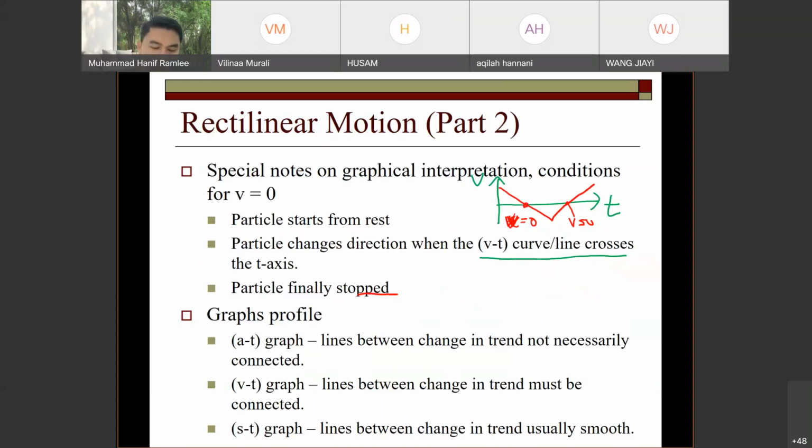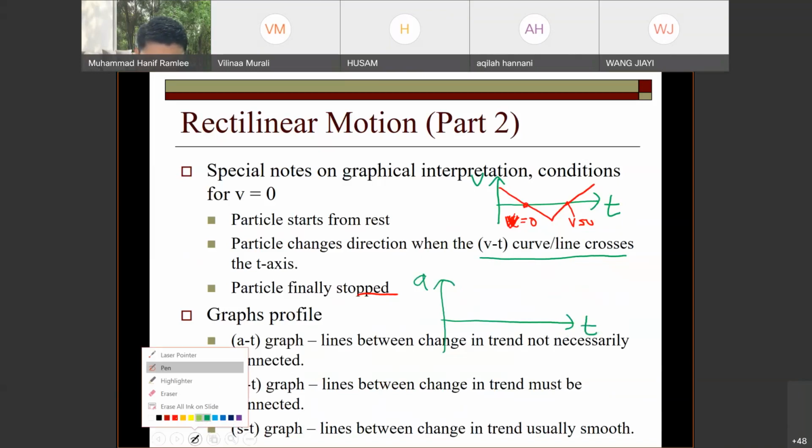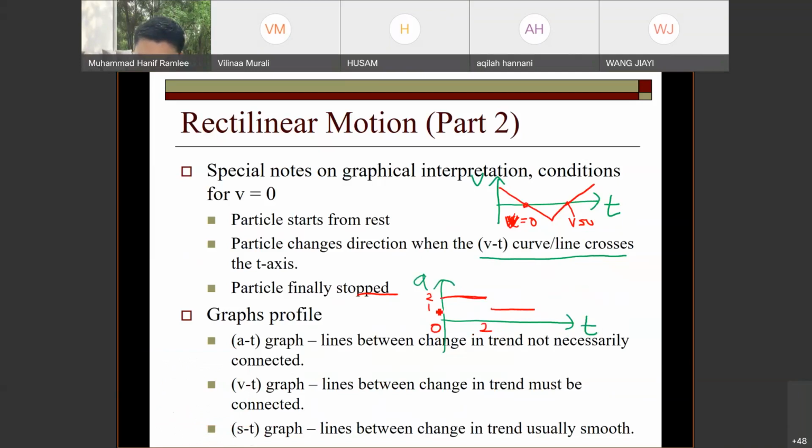Number one, AT graph. In an AT graph, lines between changes in trend are not necessarily connected. What that means is, let's say I put a simple one: a constant value from 0 until 2, for example. It can be like here 2, this one 1, and maybe a negative value, -2.